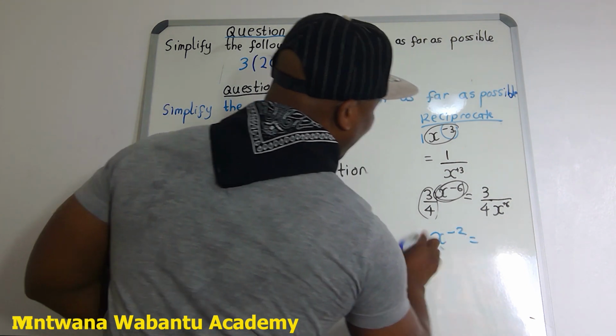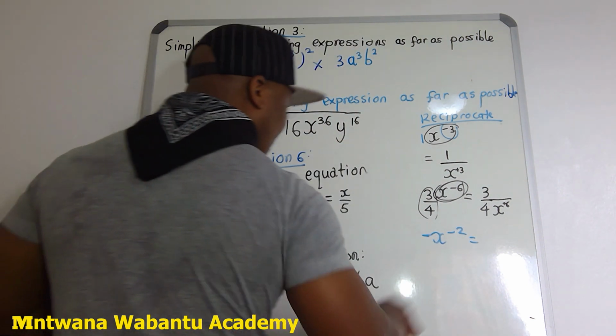One more. X to the power negative 2. Which number is here? Okay, let's say they say negative x. Excuse me, sorry.